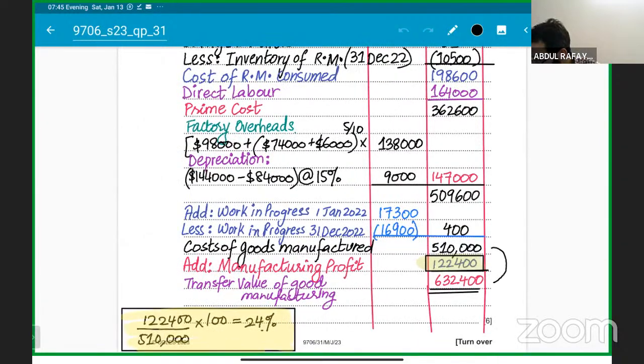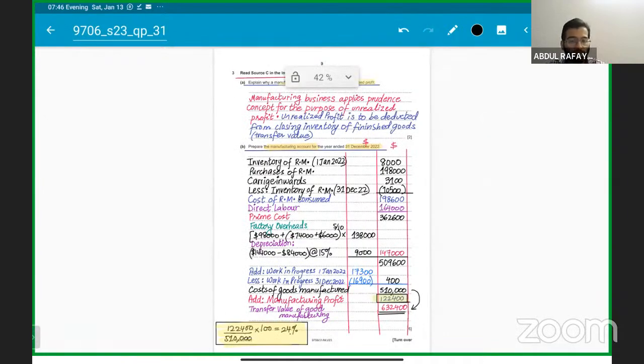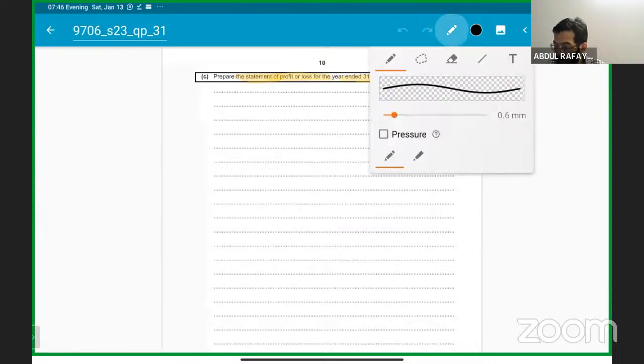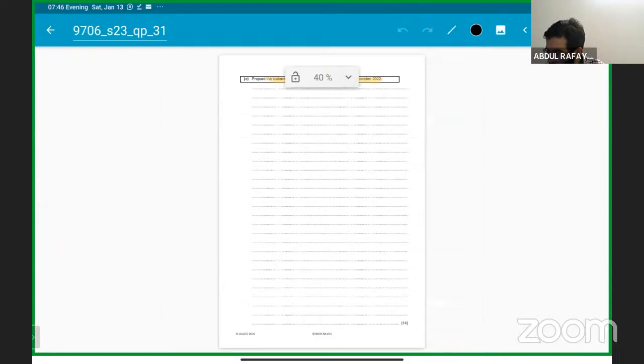They have given you the final value, sir. That's 632,400. 632,400 is basically the transfer value, and cost of goods manufactured is 510,000. So the difference between them is the manufacturing profit. Understood? Move forward. And then I worked out the rate afterwards. Got it, guys? Clear? Moving forward, right? Any questions, any doubts? Let me know.